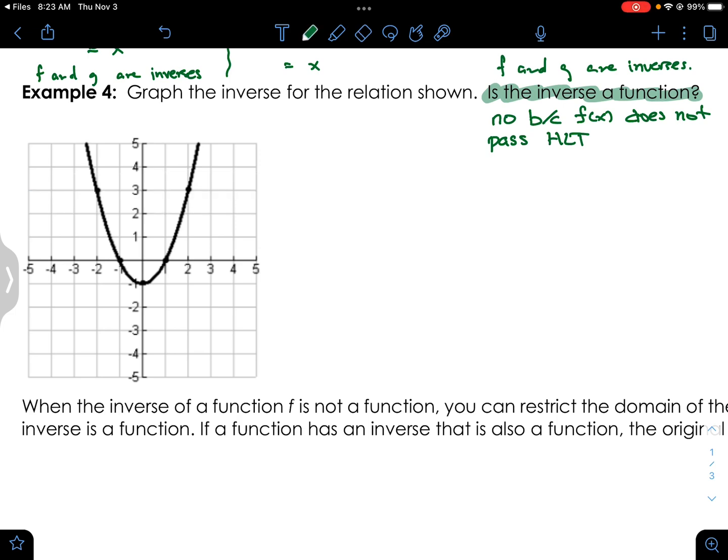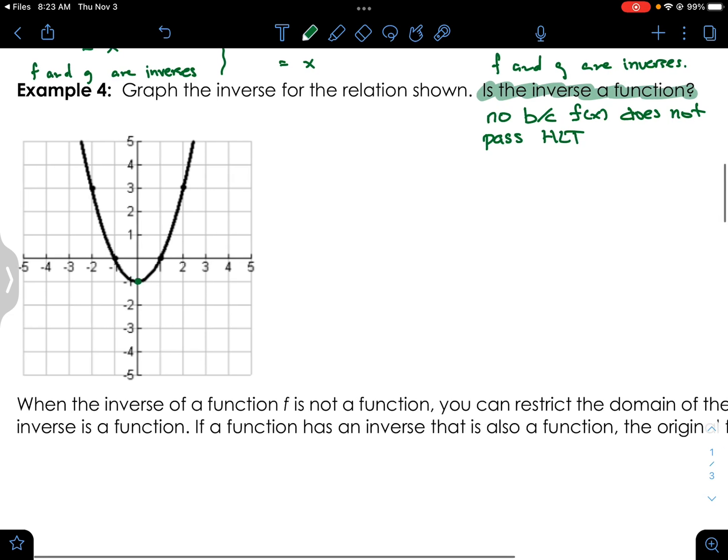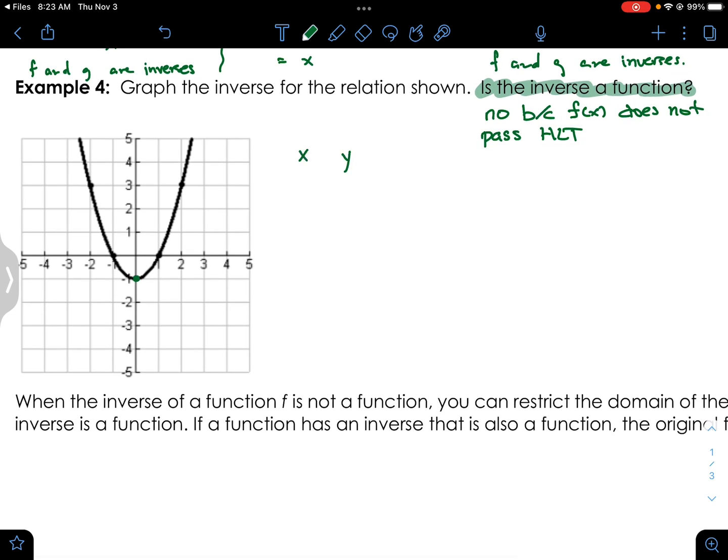So then to figure out what our graph is going to look like, I would recommend that you make a table for some key points that are on the original graph. So if we look at this, we have 0, -1, we have 1, 0, and we have 2, 3, and then we would have -1, 0, and -2, 3.